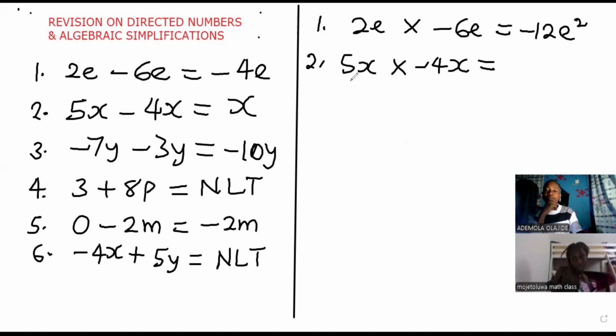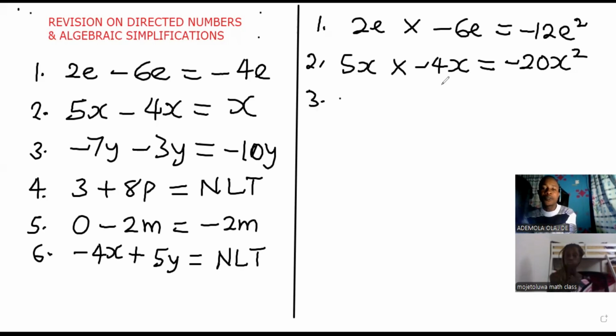What do we have here? Okay, so we're going to get negative 20x to the power x to the power 2. Absolutely correct.